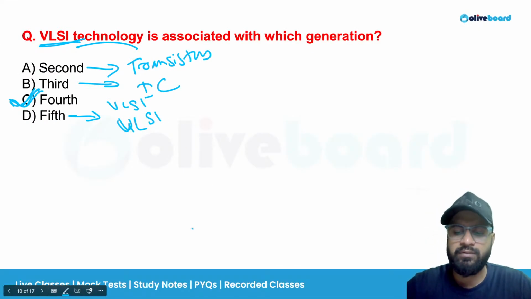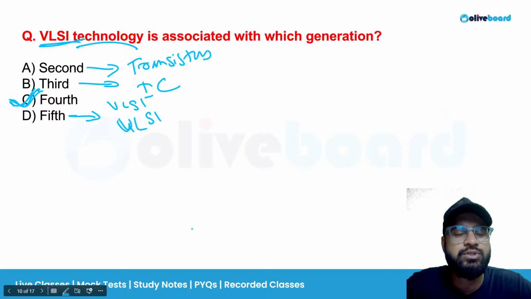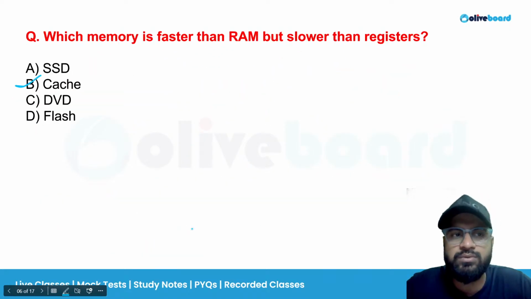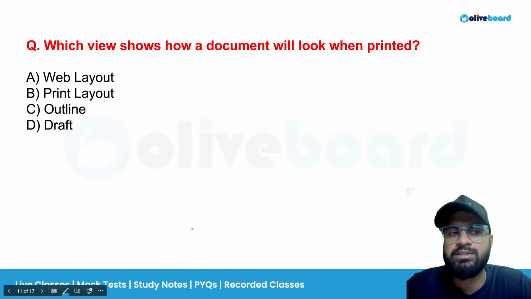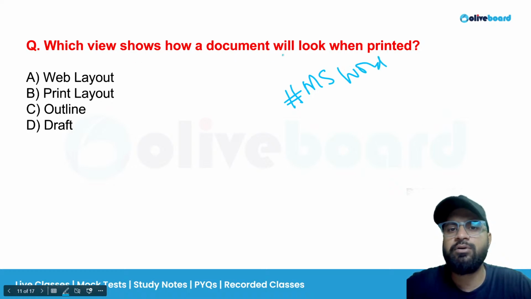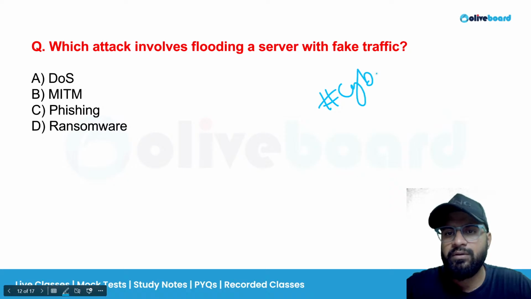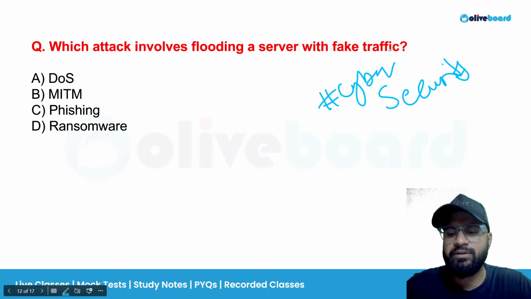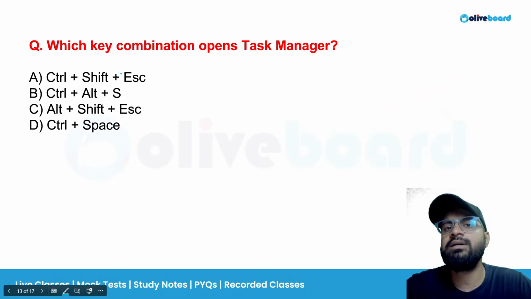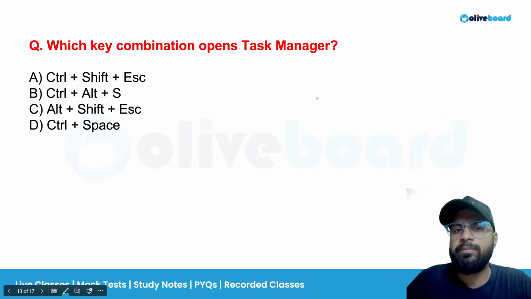Based on the different topics we discussed, we have different MCQs in this session, and you will get more MCQs. This question is from MS Word: which view shows how a document will look when printed? Then we have a cyber security question: which attack involves flooding with fake traffic? Then we have shortcut keys: which key combination opens the taskbar here?